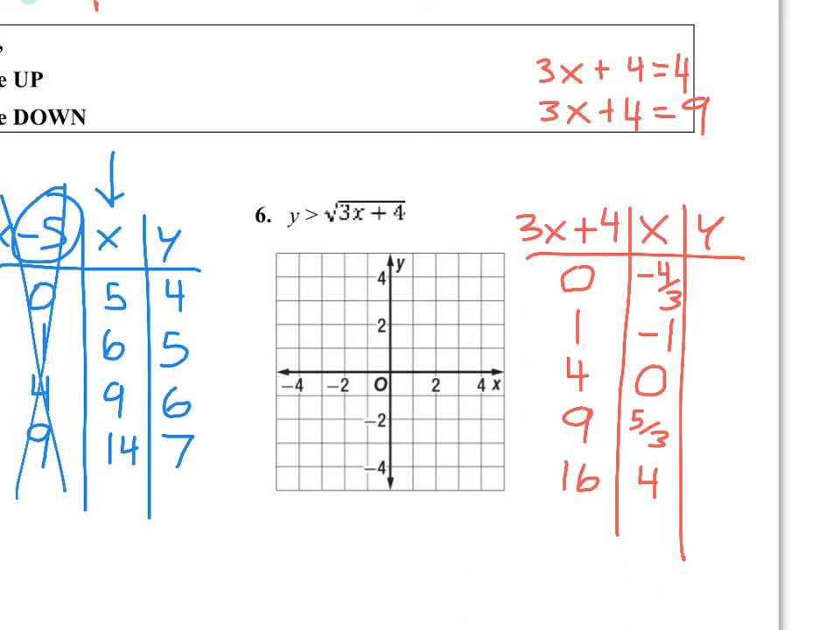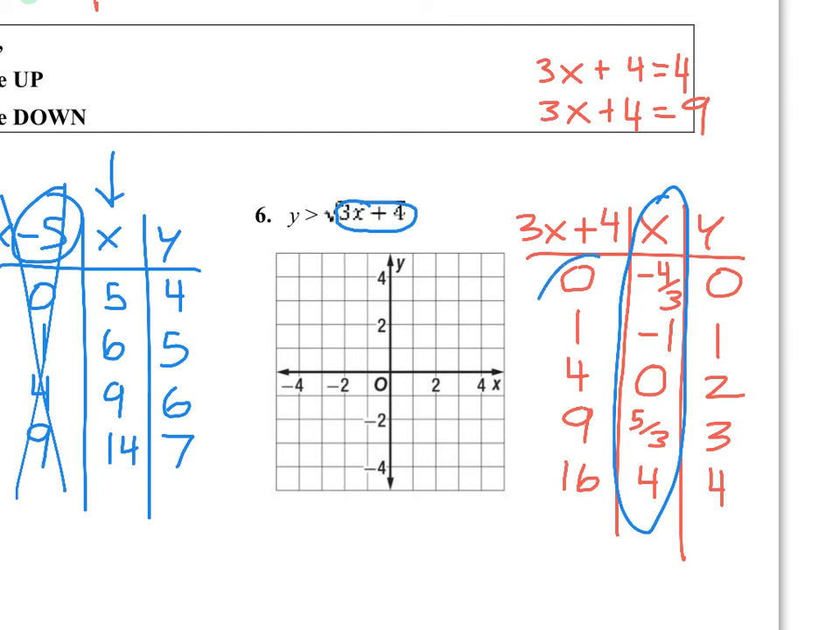Alright, so what y values would we get? Square root of 0 is 0. Square root of 1 is 1. Square root of 4 is 2. Square root of 9 is 3. Square root of 16 is 4. So again, the way I'm able to evaluate those so quickly is I'm not wasting my time plugging in these numbers. Instead, for this whole circle here, I'm just plugging in these numbers.